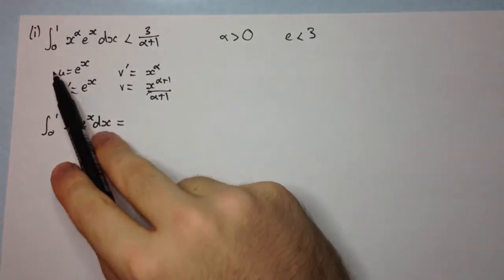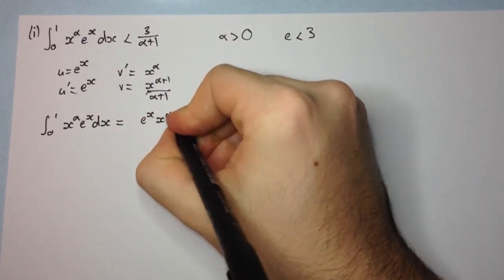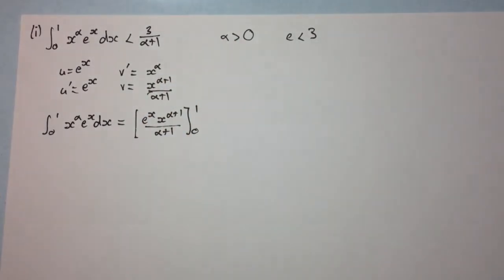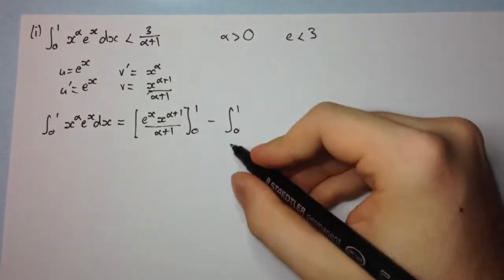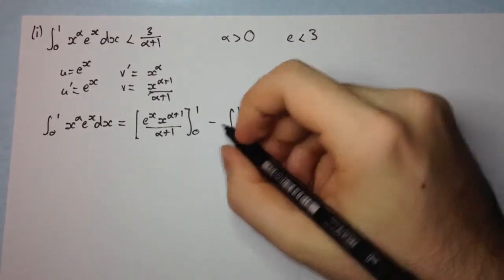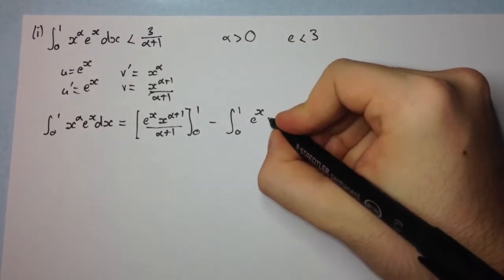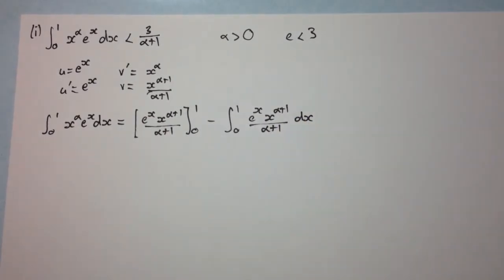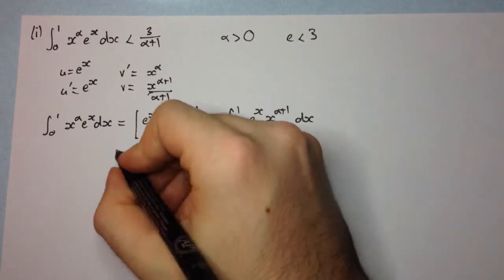this is equal to u times v, and this is evaluated between 0 and 1, because these are our limits, minus the integral between 0 and 1 of u dash, which is e to the x, times v. So u dash times v dx. Okay, so this was just the integration by parts formula. Okay, so let's go ahead and evaluate this part here.